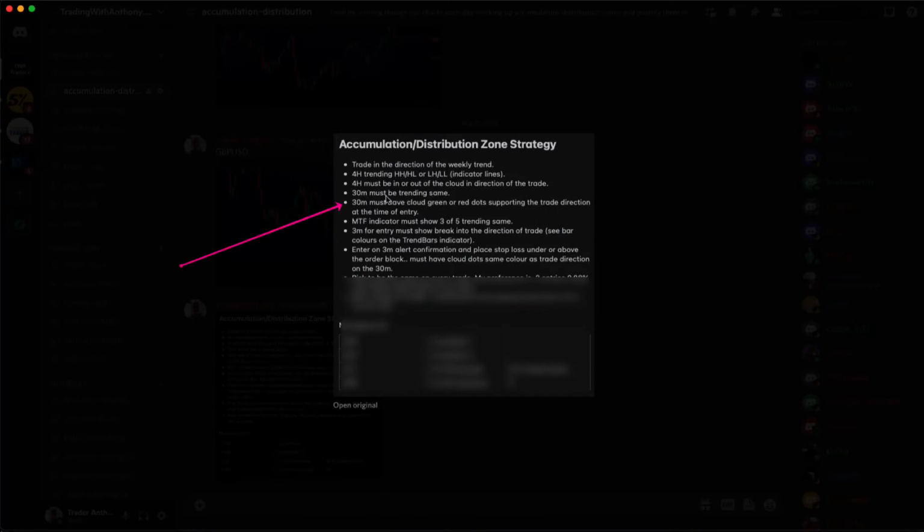Okay, 30 minutes trending the same, must have cloud green or red. Okay, it's a bullish trade opportunity. I want to see green cloud dots under. So we've got that. Green cloud dots are under, supporting the trade direction. The higher time frame, we've got a multi-time frame indicator, must show 3 of 5 trending the same.